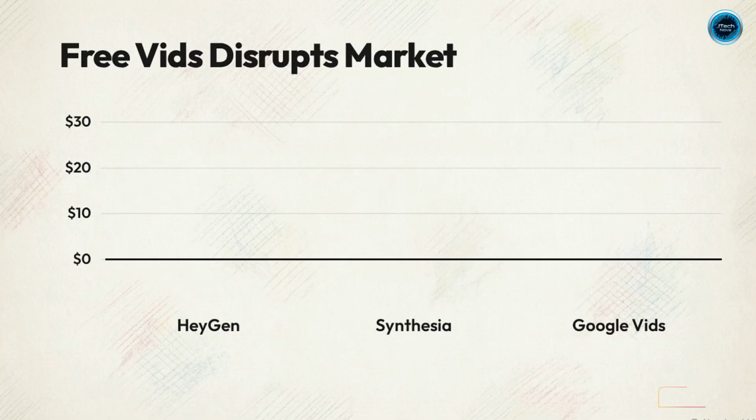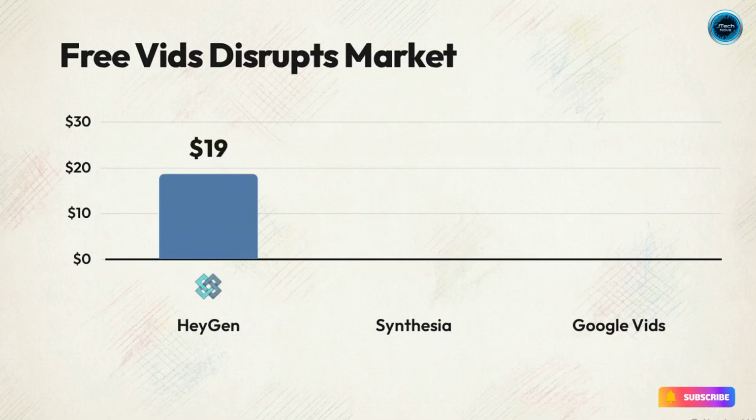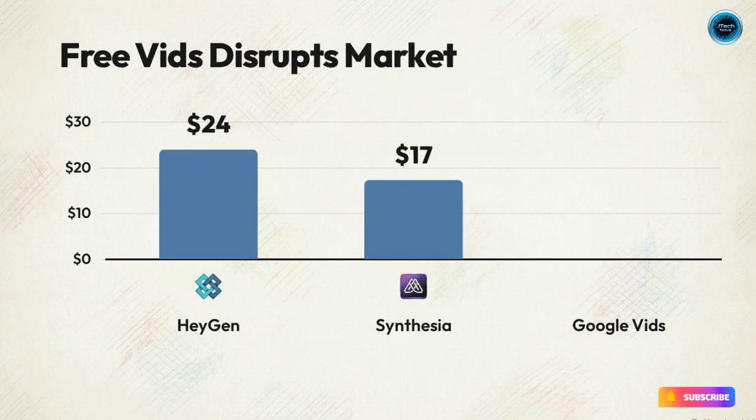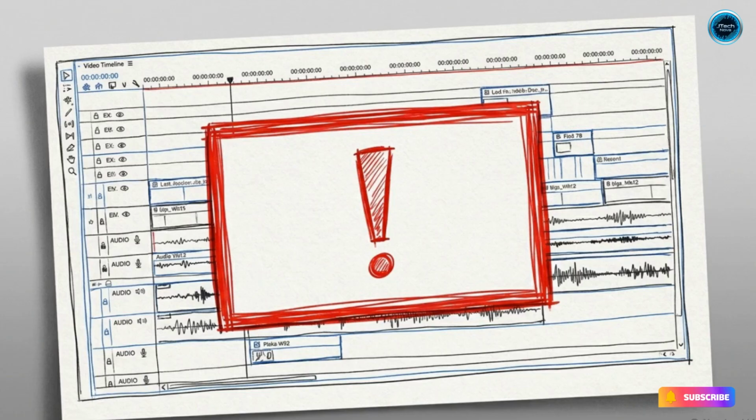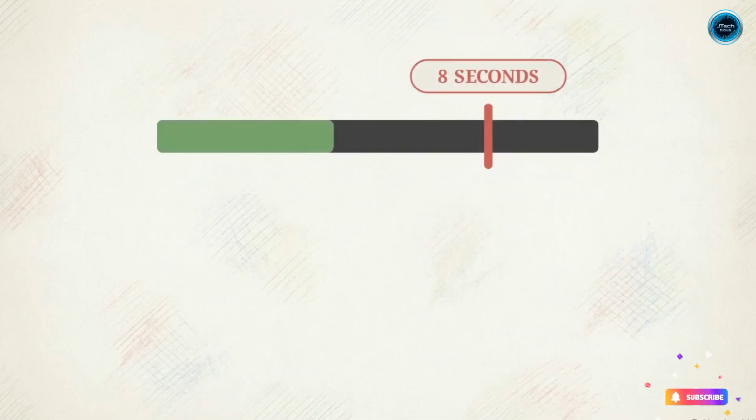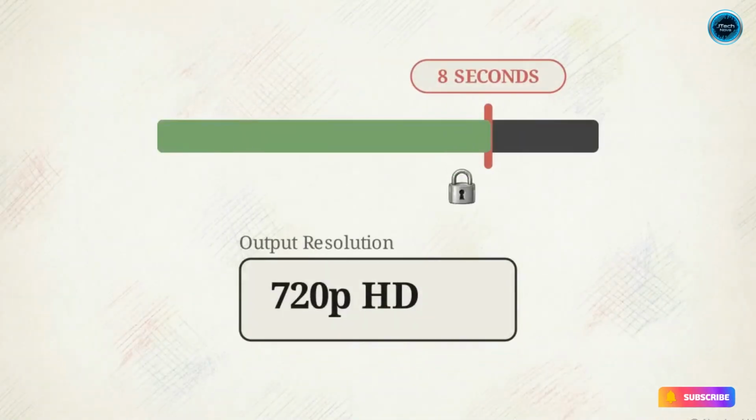This chart compares starting prices. Standalone platforms like HeyGen charge $24 a month. Synthesia starts at $18. Google Vids is $0. With that price gap, should you cancel premium subscriptions and move to Google? Not necessarily. That free price tag carries some aggressive restrictions. You are hard capped at a maximum of 8 seconds per clip, and your output is locked to 720p resolution.